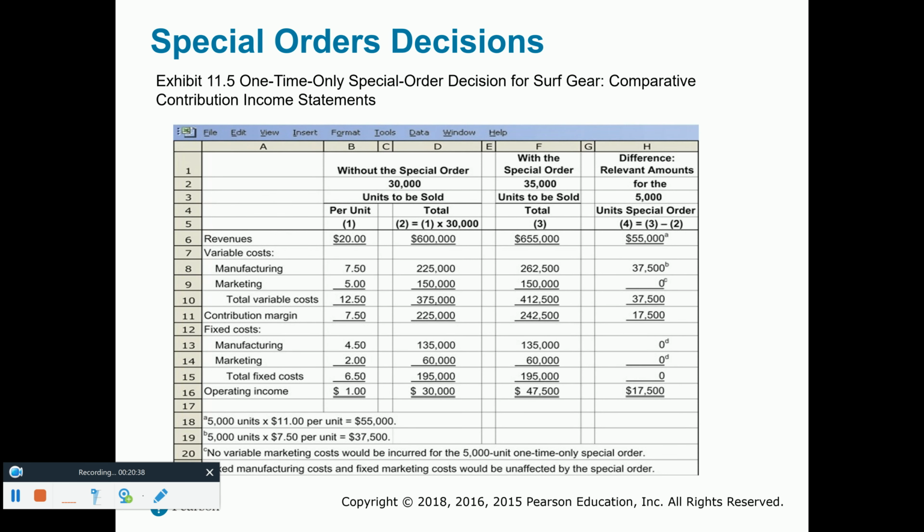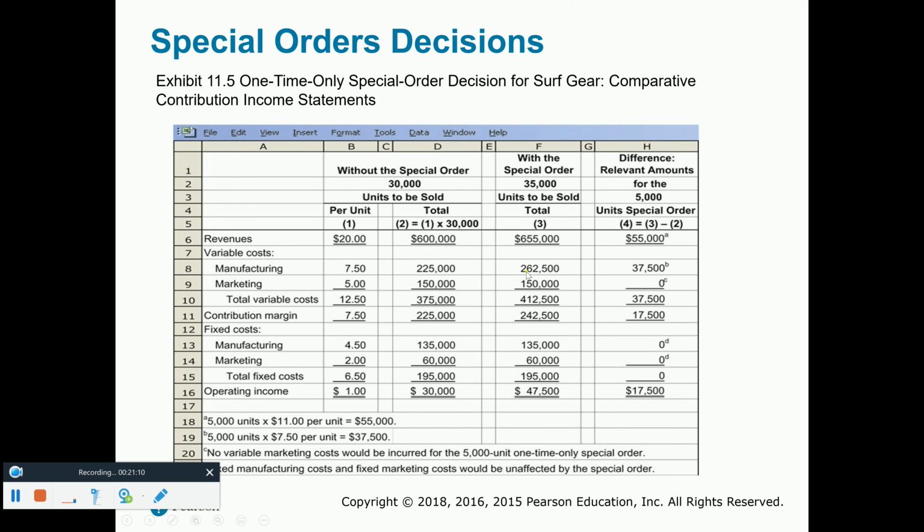Okay, so here is an example. We can see on the left-hand side with this Excel spreadsheet, without the special order, we are selling 30,000 units at $20, which is our sales price. So 30,000 units times $20 per unit gives us $600,000. Our manufacturing variable cost is $7.50 per unit. $7.50 times 30,000 is your $225,000. Anyway, you go down the line.